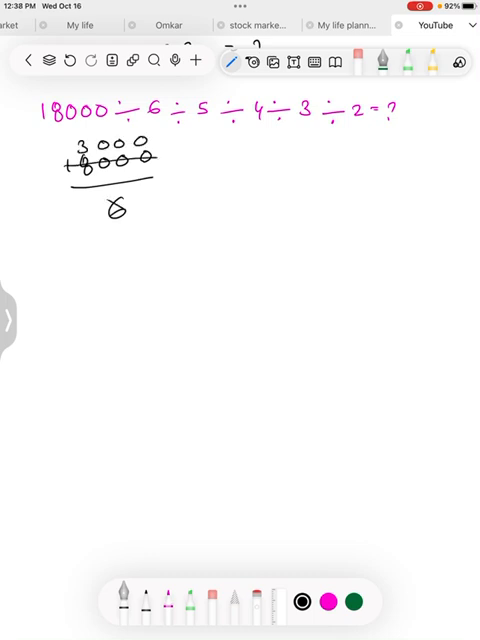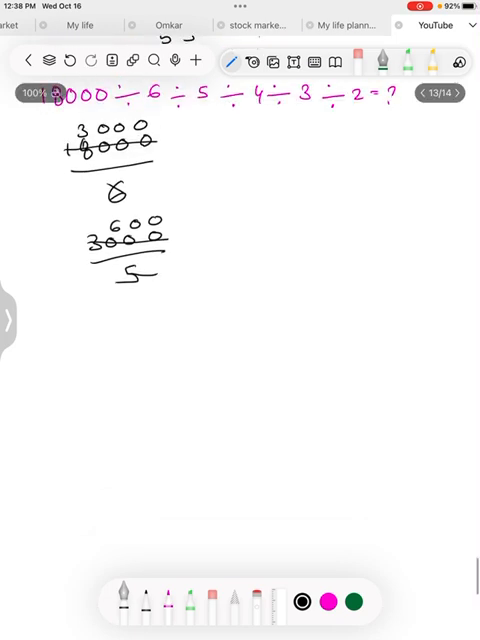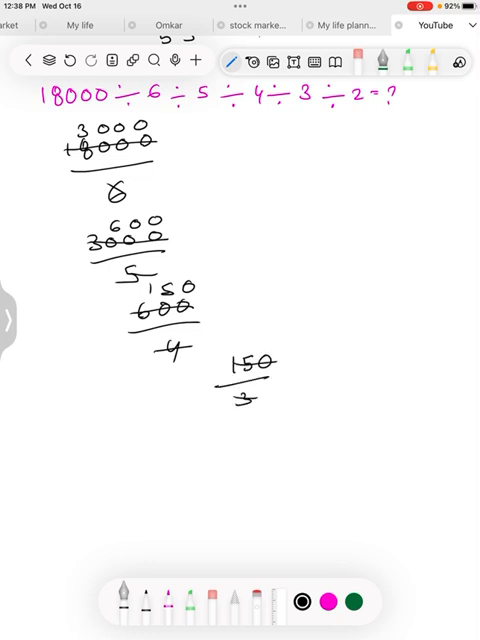So again you can divide it, you'll get something like this, and now again you can divide it. You'll get something like this. Now you divide again, and you will get something like this, and you divide again, you'll get 25. So this is the answer. Simple. Don't get confused, just go for simple methods.